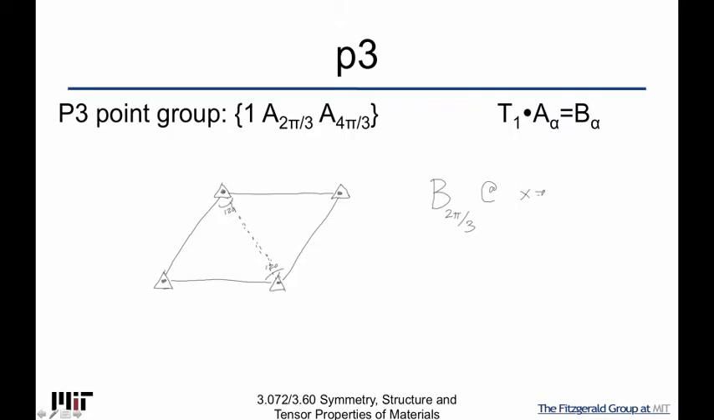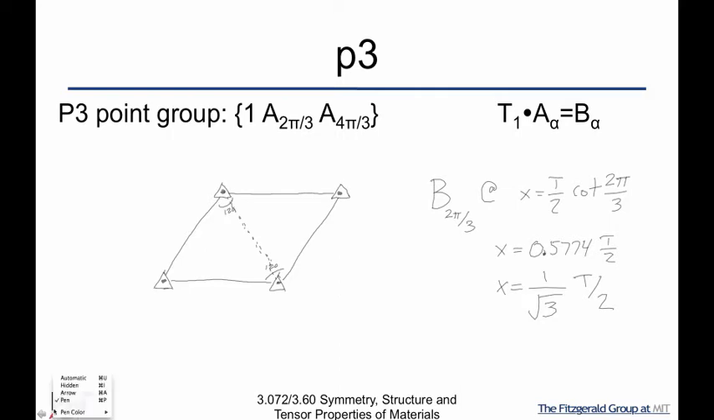And it's going to be located at x equals t over 2 cotan 2 pi over 3. So that equals 0.5774, which we all know is also 1 over the square root of 3, times t over 2.